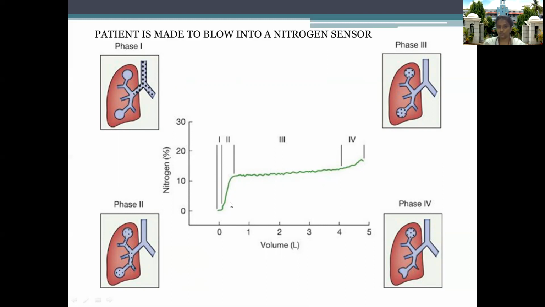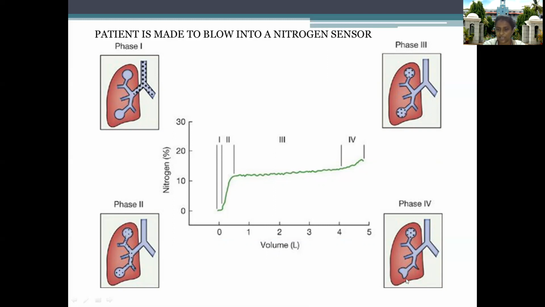In phase 2, we get a mixture of gases from the upper and the lower alveoli, and they contain a mixture of nitrogen. Because the nitrogen is slowly starting to leak into the air being expired by the patient, we see that the nitrogen levels slowly increase until they start to plateau again. And once they plateau here, at the beginning of phase 4, that is residual volume has been reached.